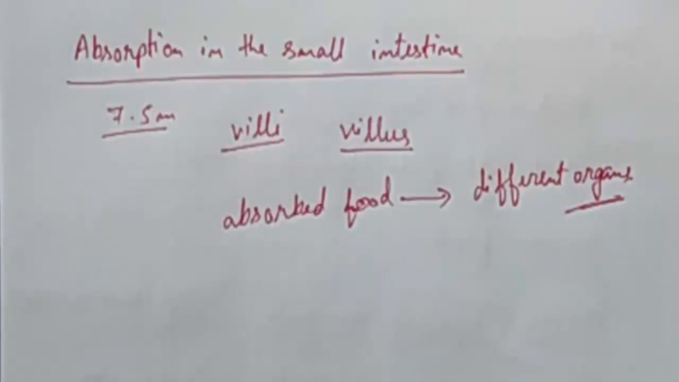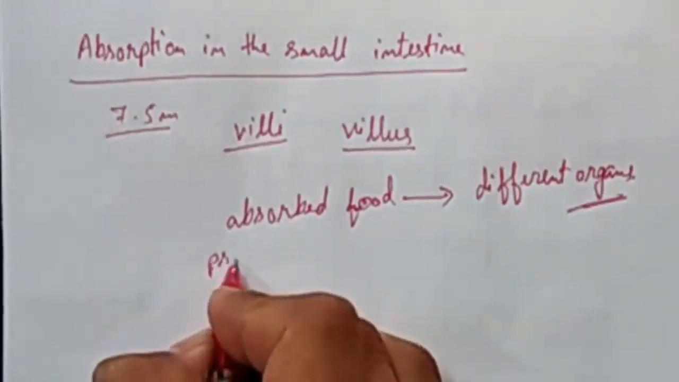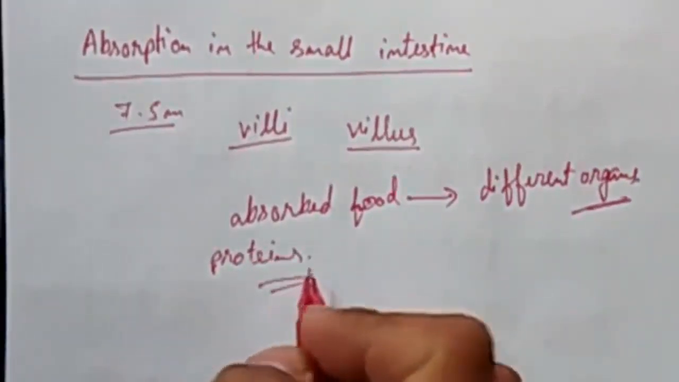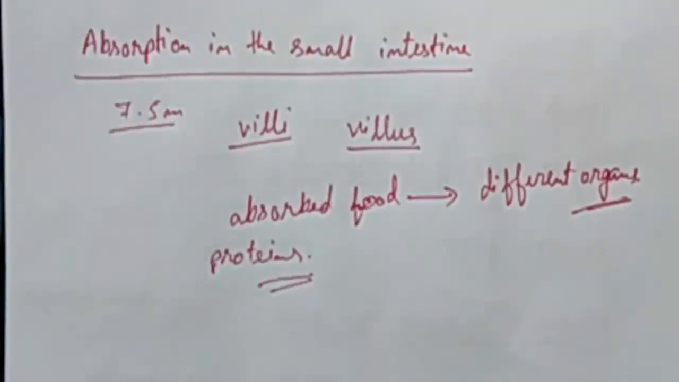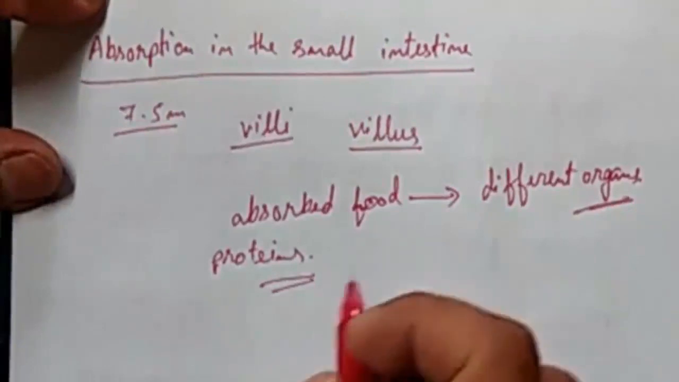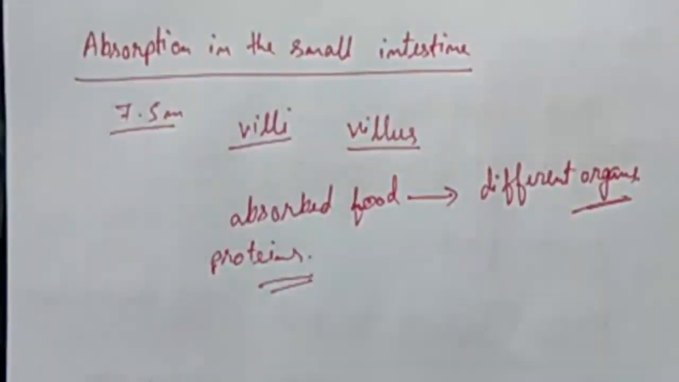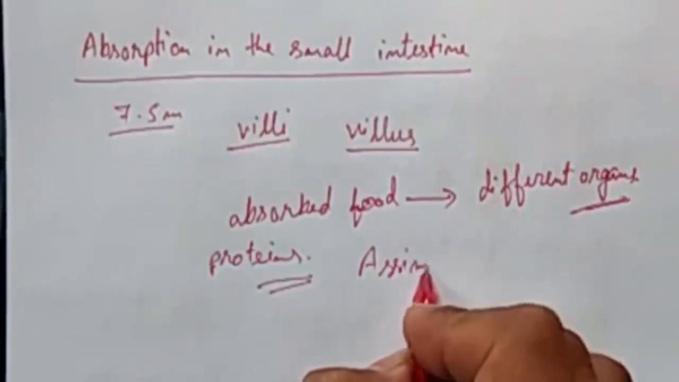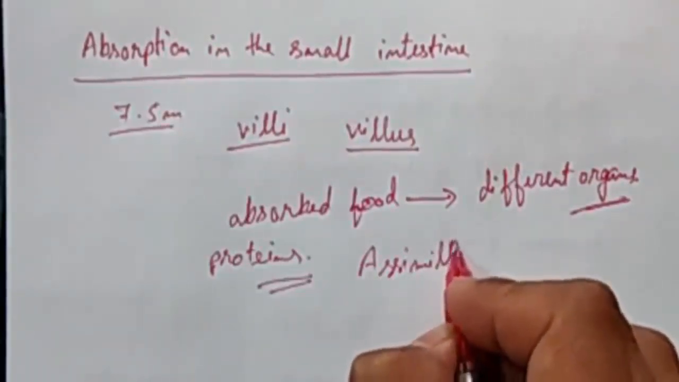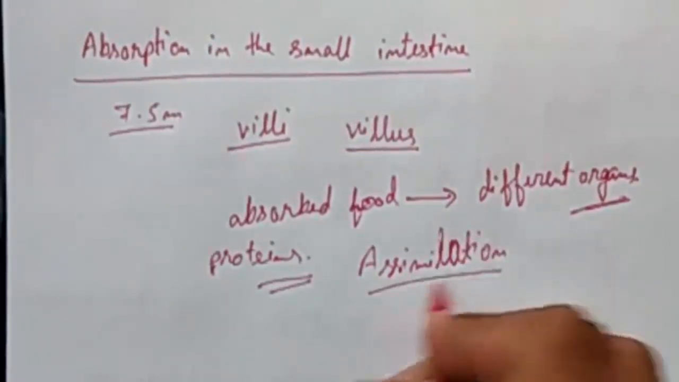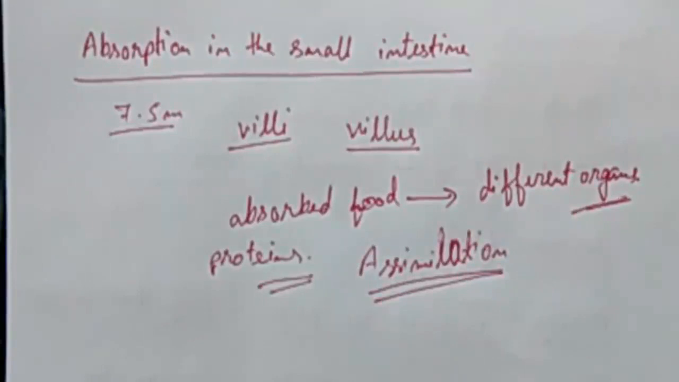And they are used to build complex substances such as the proteins, which are required by the body, and this transportation of the food substance through the blood vessels to different organs is known as assimilation. Okay, we have to remember that assimilation is the process of the transportation of the absorbed substances through the blood vessels to different organs of the body, where they are used to build complex substances.